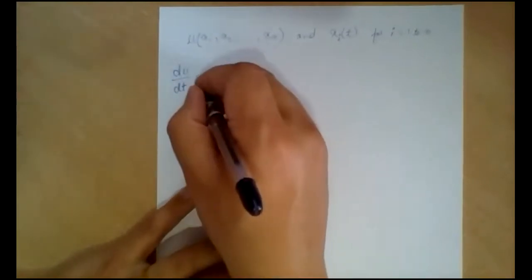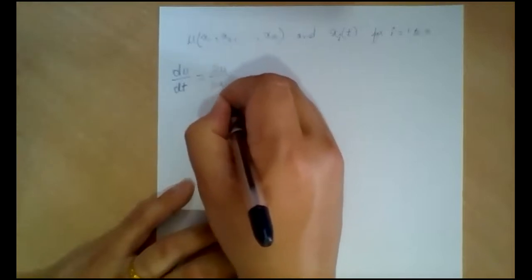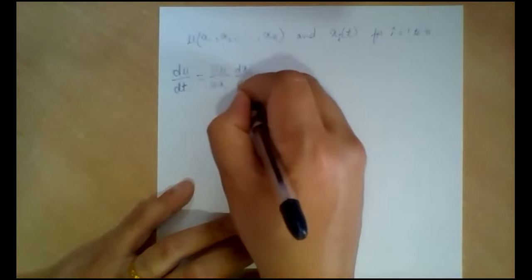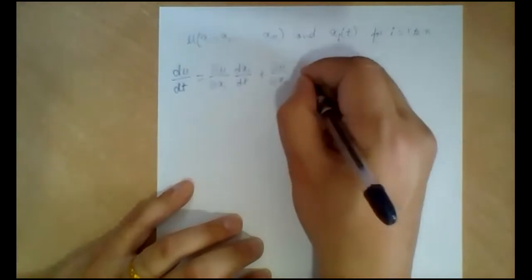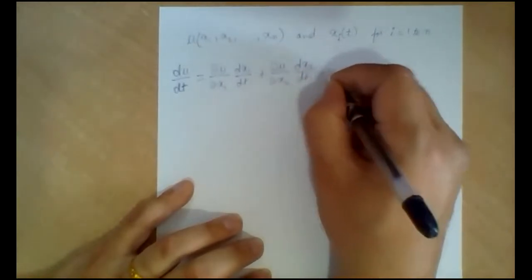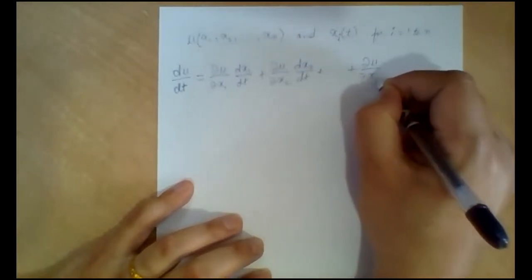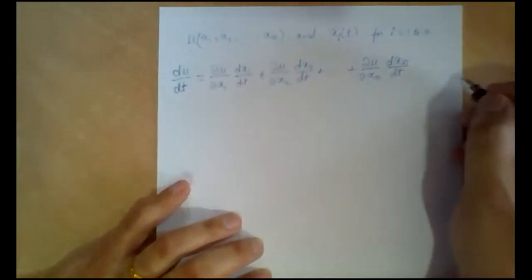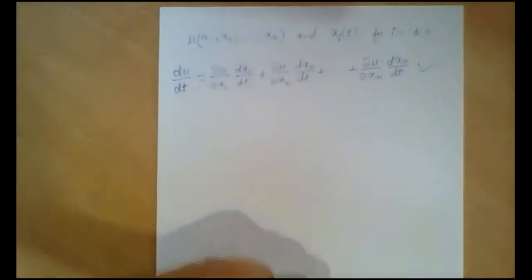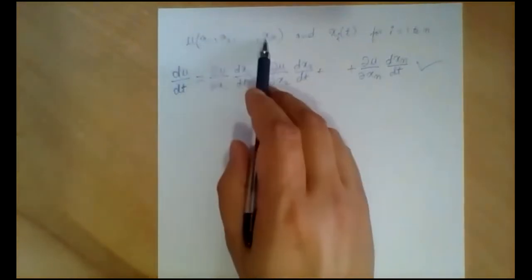Right? This du by dt will be equal to del u by del x1 times dx1 by dt, plus del u by del x2 times dx2 by dt, and so on, till del u by del xn times dxn by dt. So if there are n number of variables here, you will get n number of terms here.